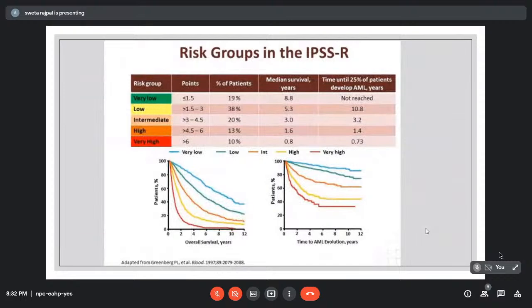Based on IPSS-R criteria, this table shows that very high risk patients will have a very poor prognosis, with median progression to AML of around 7 months and median survival of 8 months. Compared to very low risk, who will have a median survival of around 9 years.